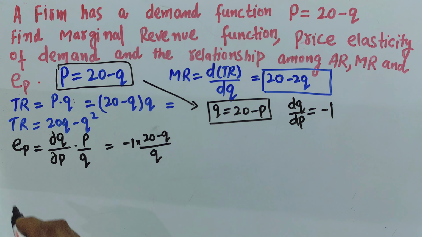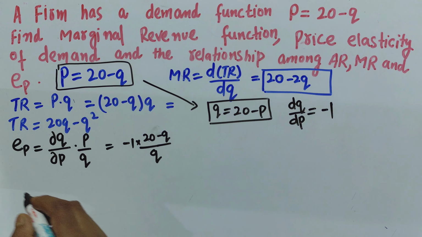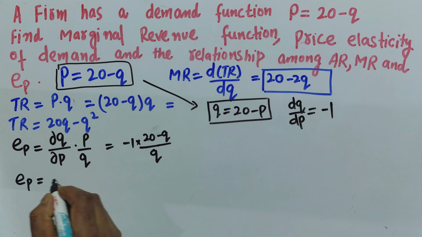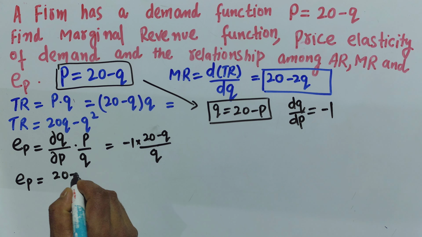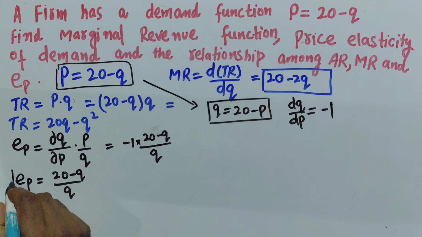Can we write it like this? Okay. So can we rewrite it as, we know that we take the absolute value here. So price elasticity of demand in absolute terms will be equal to 20 minus q divided by q. This is our price elasticity of demand.